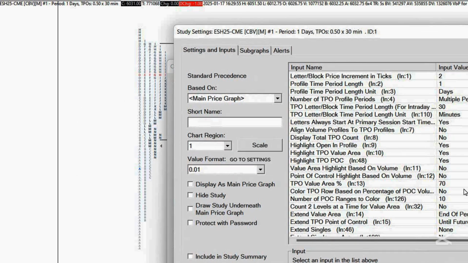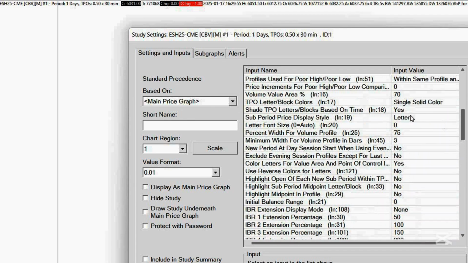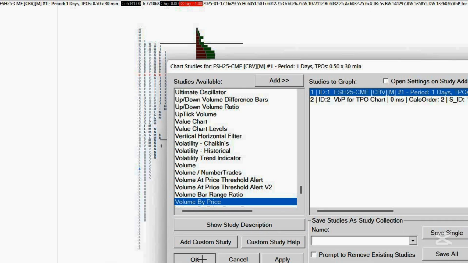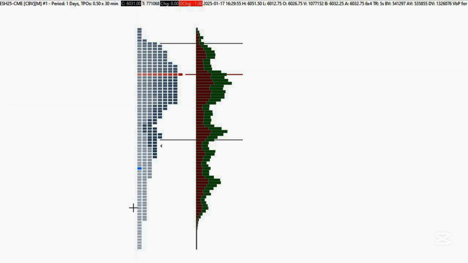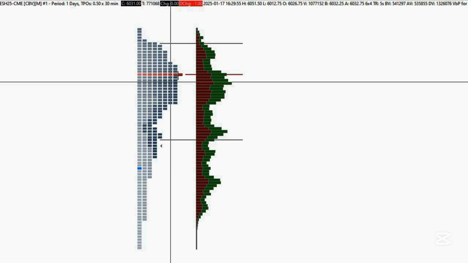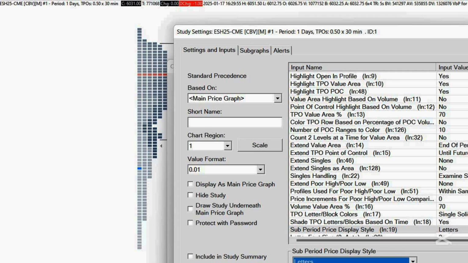So we go here and then we scroll down until we find this sub period. Now we can change this to blocks. Now we can see that the letters converted into blocks, and each period changes colors as it goes on. I'm going to go back and change these into letters.